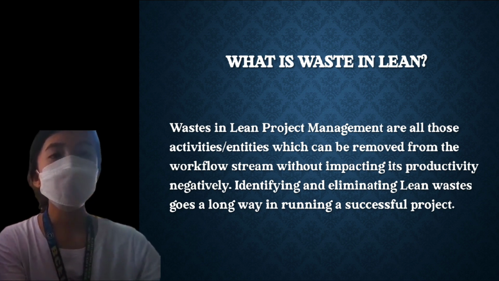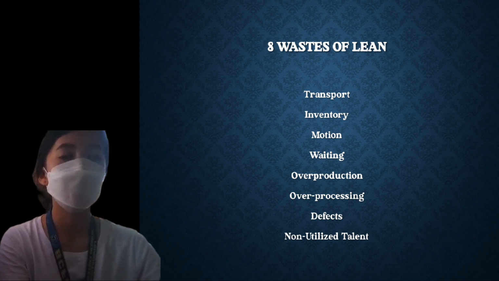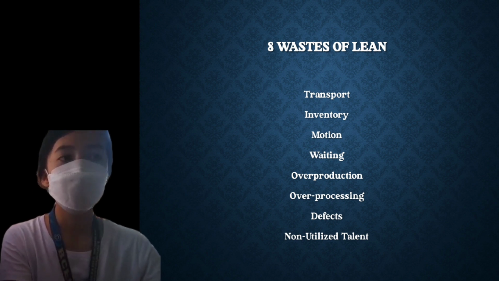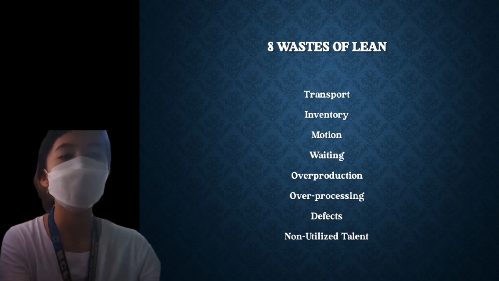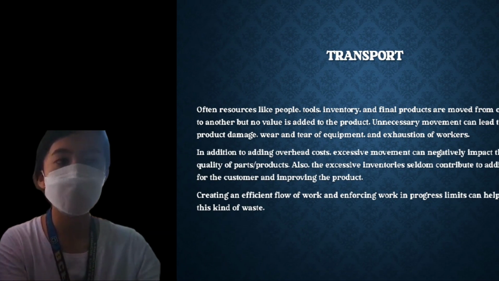Now, we have 8 wastes of Lean. First is transport. Next is inventory, motion, waiting, overproduction, overprocessing, defects, and non-utilized talent. Now, let's move on to the first waste of Lean, which is transport.